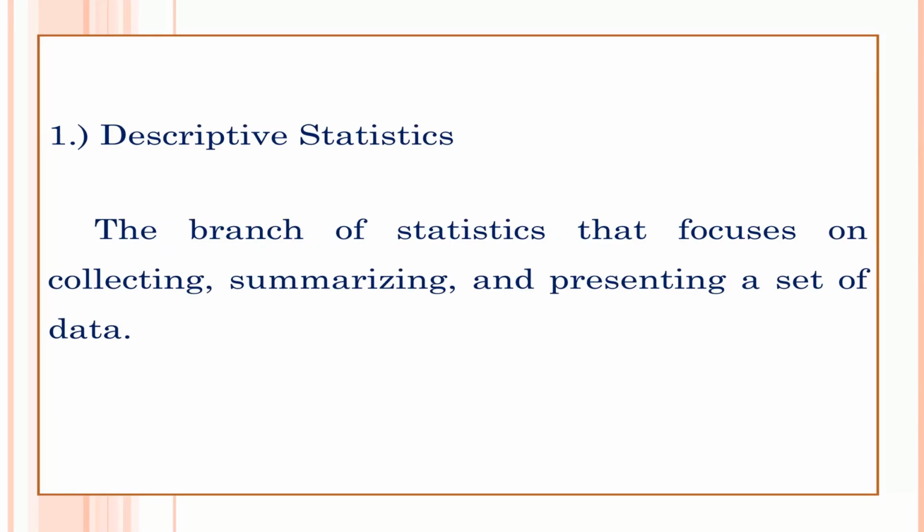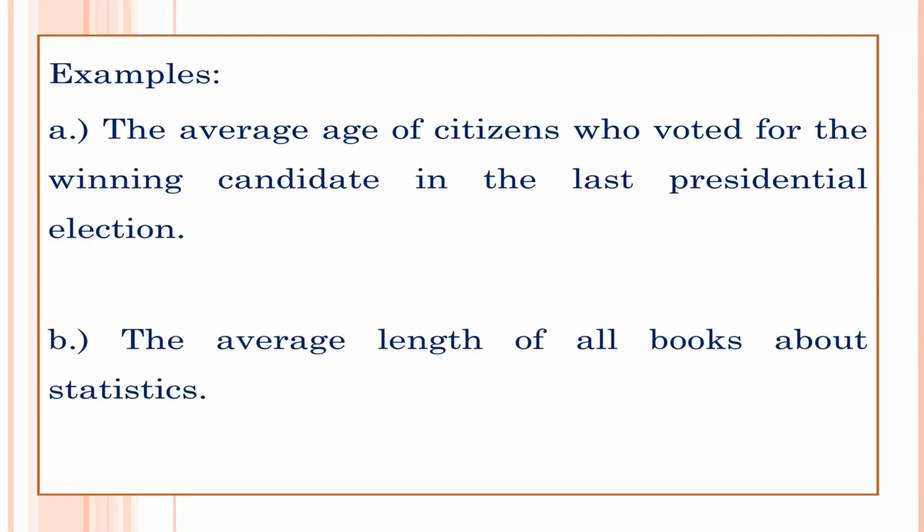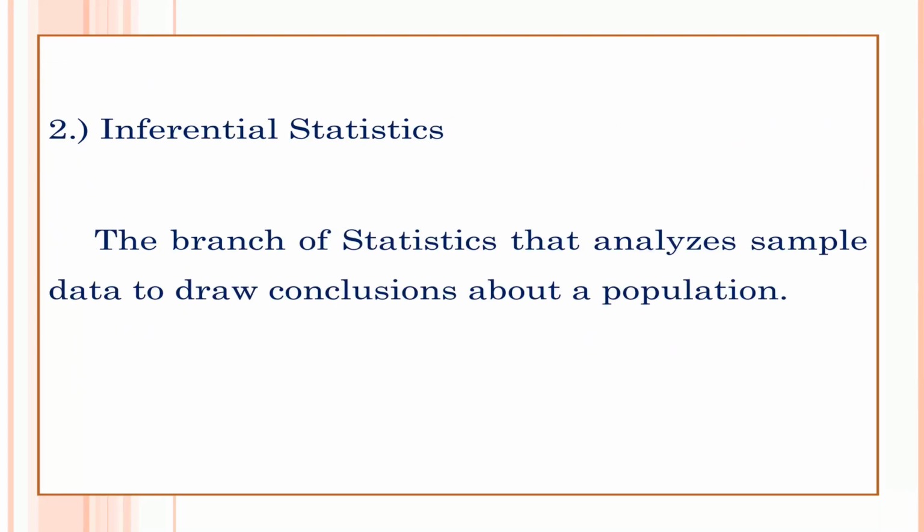Descriptive statistics is the branch of statistics that focuses on collecting, summarizing, and presenting a set of data. Example: the average age of citizens who voted for the winning candidate in the last presidential elections, or the average length of all books about statistics.